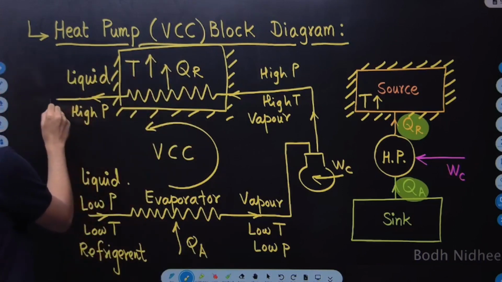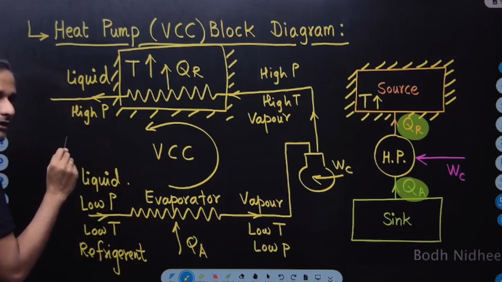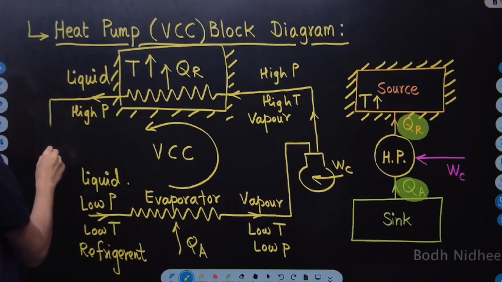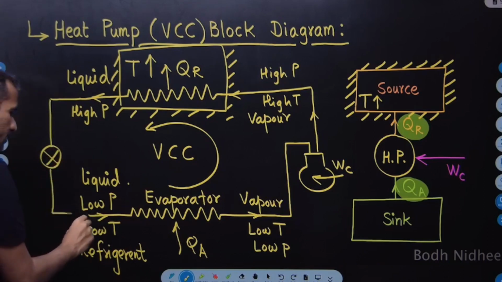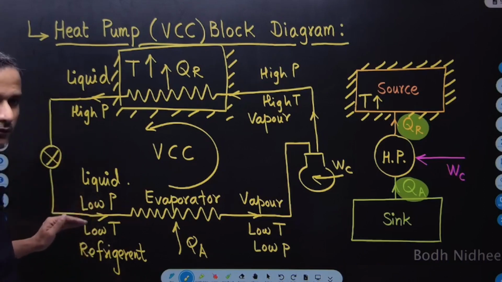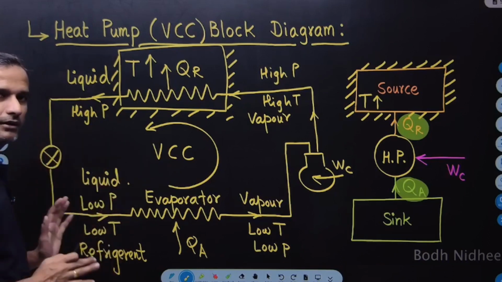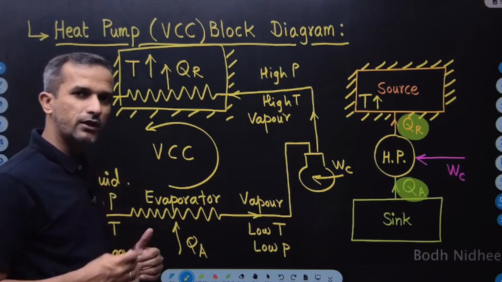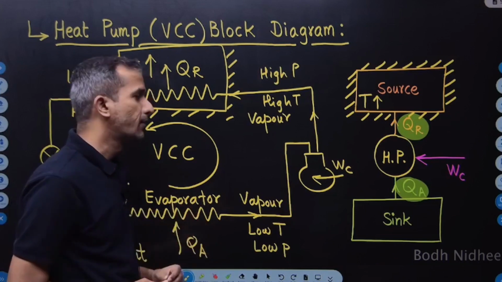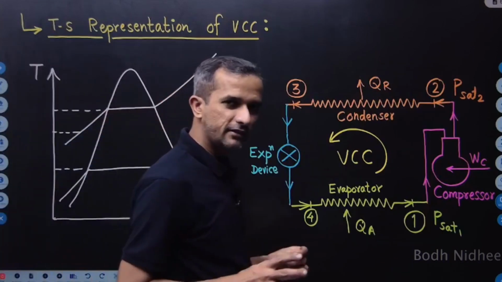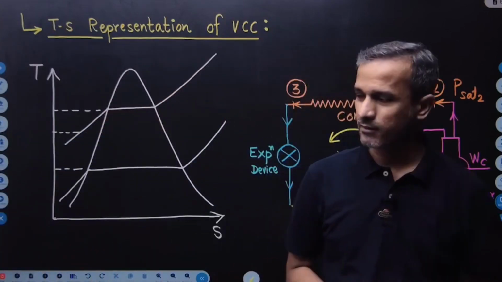And now once the high temperature, high pressure liquid is obtained here, I want to reduce the pressure and temperature of the liquid. So I will use the expansion device, and thereby I can again achieve low pressure, low temperature liquid. I have discussed all the details of vapor compression cycle in the previous session. You can go to the playlist and you can learn from there. Now we'll learn how to represent this vapor compression cycle on TS diagram.